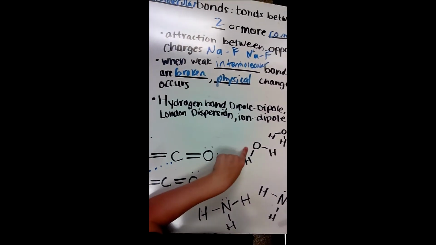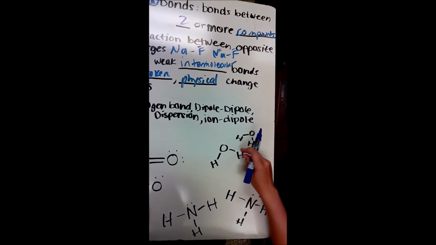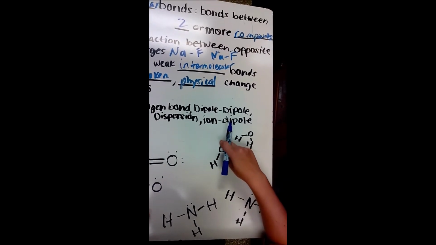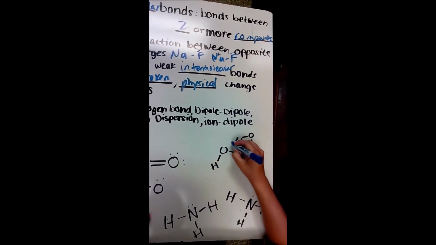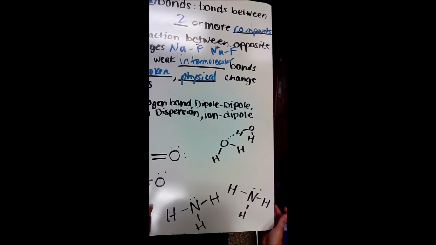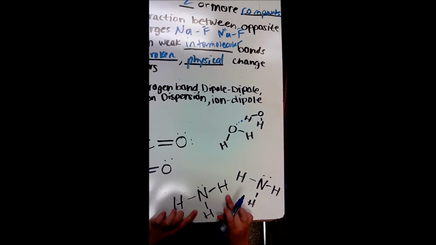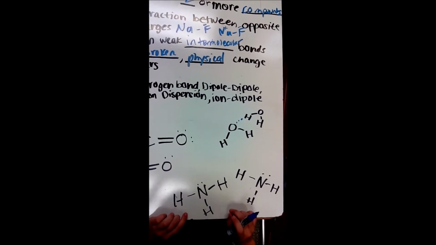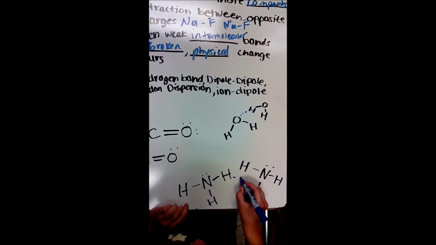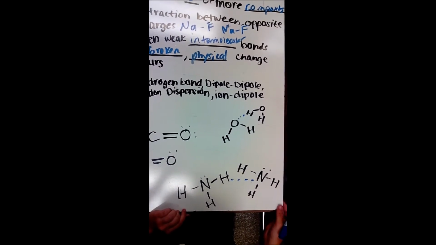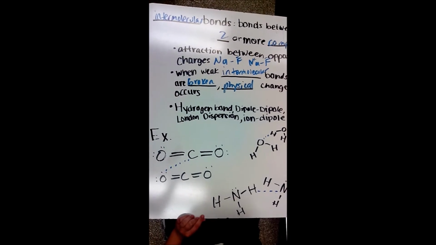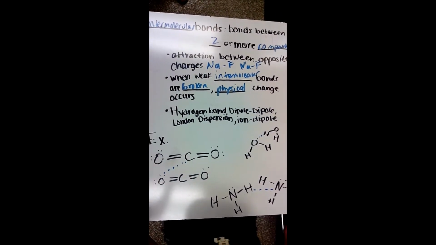Okay, let's look at H2O. The H's are a positive charge and the O is a negative charge, so that's going to attract. Okay, let's look at NH3s. The H has to attract to an N, so it's going to attract like that. And intramolecular bonds are usually stronger than intermolecular bonding.